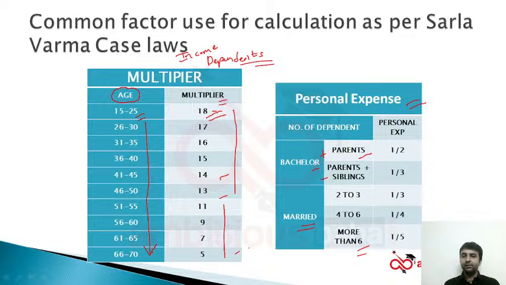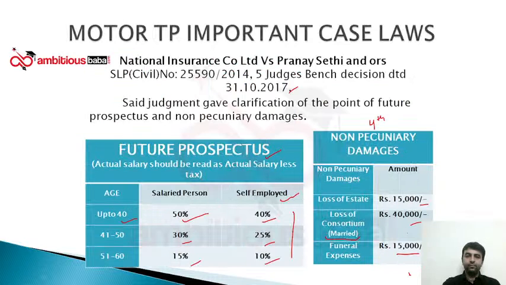Personal expenses, bachelor, very simple. Bachelor plus parents, half of. Bachelor plus parents plus sibling, 1/3 each. For married, you can remember like this, 2 to 3 people. These two numbers are exactly same. So we start with this number and then we keep increasing 1 in the denominator. 1/3, 1/4, 1/5. This table is simple. It is also clear. Keeping it on the screen for 15 seconds so that you can note it down or you can just memorize, because in next question this will be helpful.